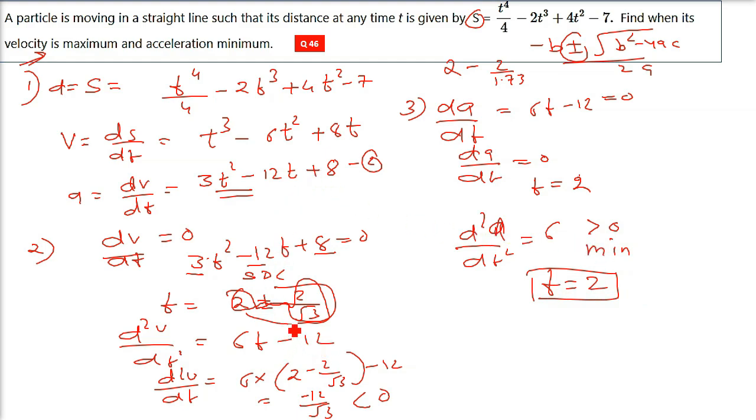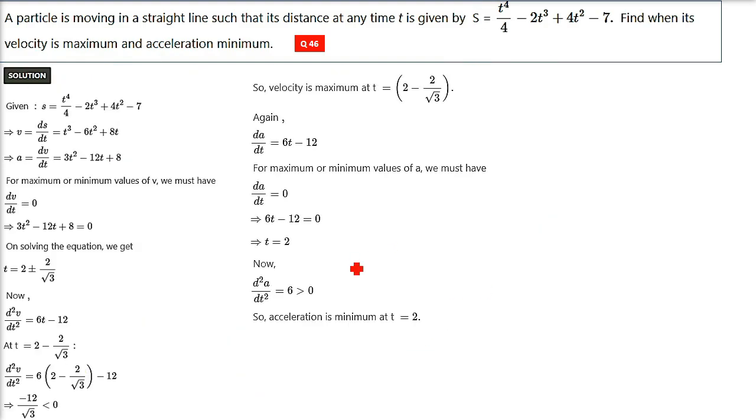At t equals 2 minus 2 by under root 3, you are going to get the velocity. So there are two values for which you get velocity and acceleration as maximum and minimum. And you can refer here also to what we have done just now. All these things have been explained, but 2 plus 2 by root 3 and 2 minus 2 by root 3 both need to be checked. I just told you 2 minus 2 by root 3 just to save time. But you have to do all of it.